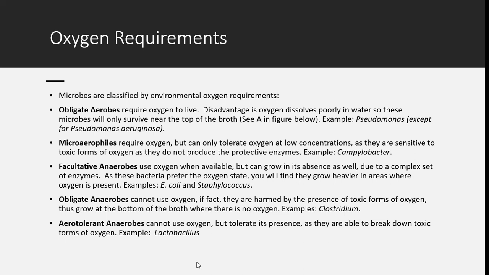We then have what we refer to as the facultative anaerobes. Now, the facultative anaerobes, they're going to be versatile because they're going to possess that ability to adapt to the varying oxygen levels.